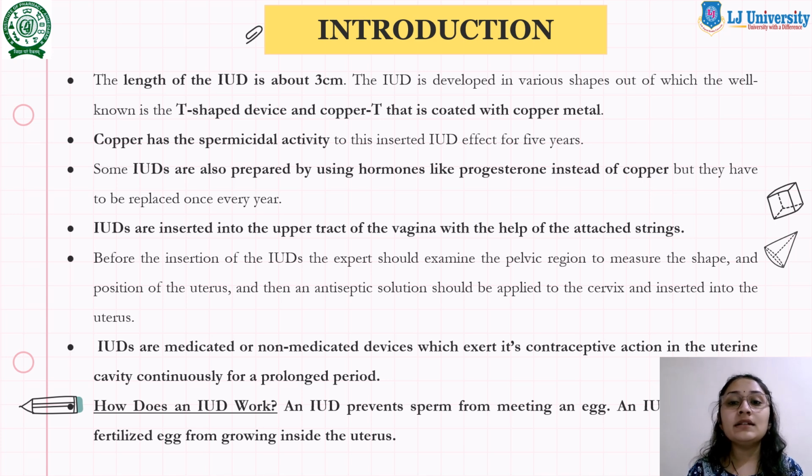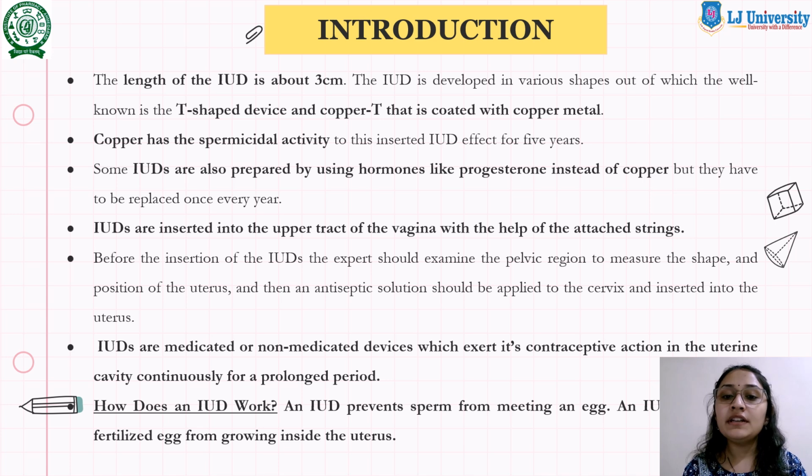Now, the mechanism of action for the medicated device we will see earlier. But here in the third line, it is written that some IUDs are also prepared using hormones like progesterone instead of copper, but they have to be replaced once every year. So this example of progesterone is given for the medicated intrauterine device, which contains an anti-fertility agent, that is progesterone, right?